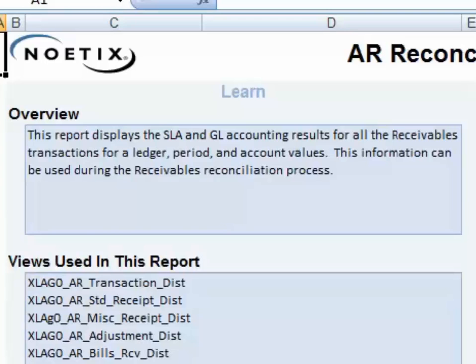In general, the intent of the subledger reconciliation process is to make sure the source transactions have been properly accounted. This spreadsheet allows you to find mismatches between receivables, SLA, and GL. It organizes the receivables transactions by accounting event type, those being standard and miscellaneous receipts, transactions, including invoices and credit memos, adjustments, and bills receivable. It then pulls the SLA journals for those receivables transactions, and then the GL journals for the SLA journals, all for a common ledger, period, and set of account values.